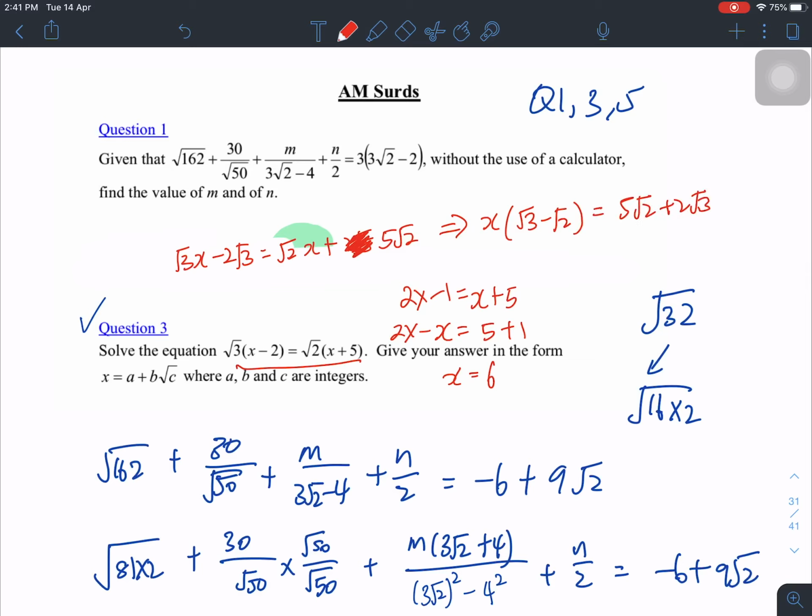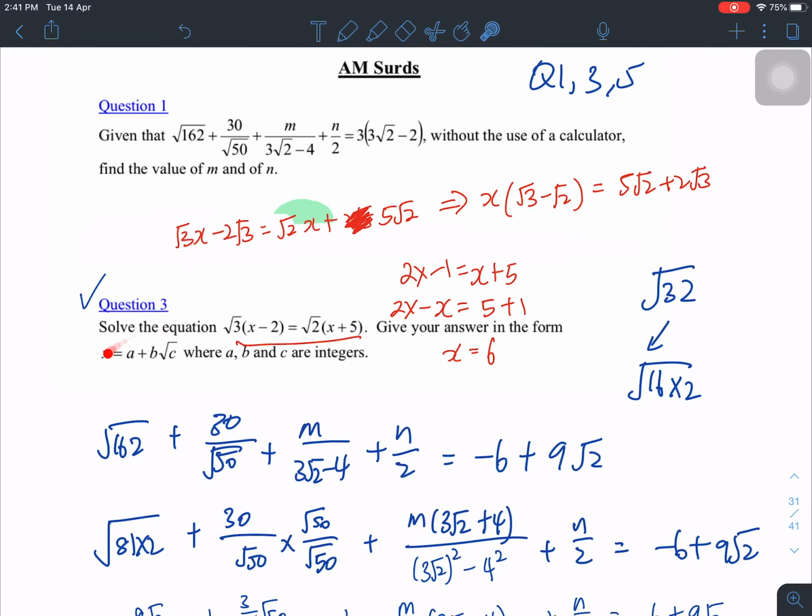So what you do is simply divide both sides by root 3 minus root 2. Then after that you rationalize. You should be able to get what you want, leaving your answers in this form. That I'll leave you to try on your own.